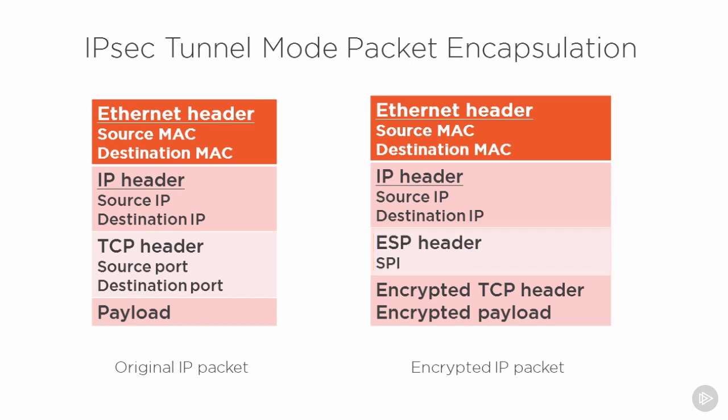After the ESP header, we then have an encrypted TCP header and encrypted payload. So it's scrambled. We can't even tell which port number was used when we talk about using encapsulating security payload. So this is one way that IPsec can be used to protect network traffic.